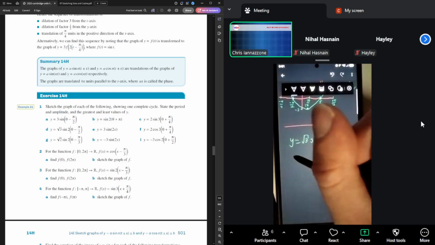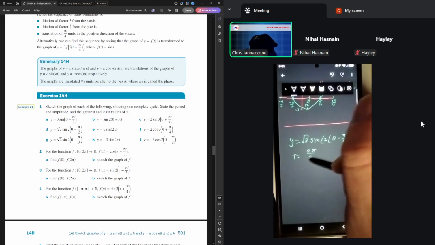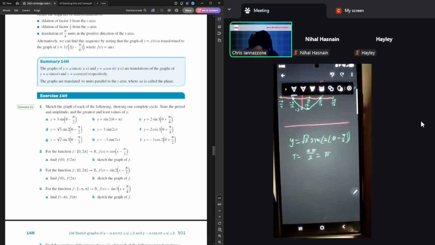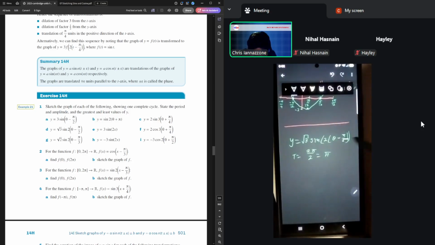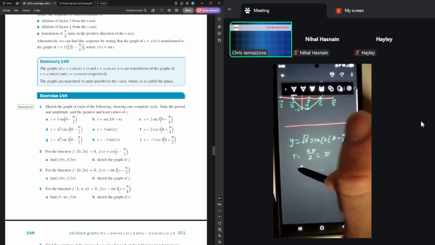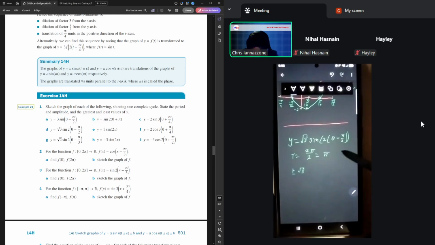This will be capital T equals 2 pi divided by n, where n is 2. Therefore, period is pi. Peaks and troughs, Nihal mentioned, which is looking at the amplitude. Because there's no vertical translation, it is just going to be plus minus whatever the amplitude value is. So plus minus √3.